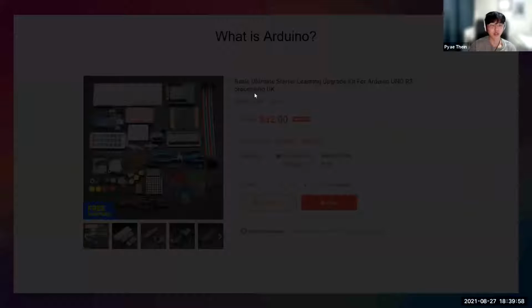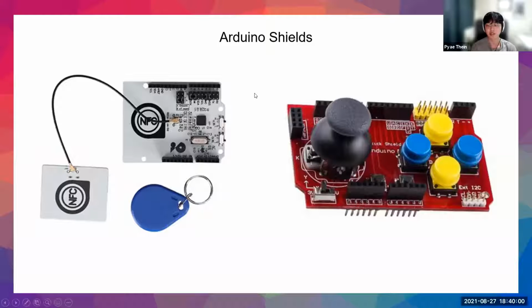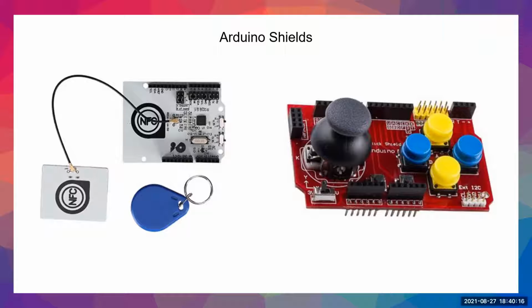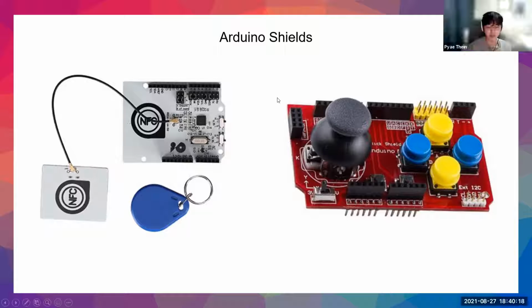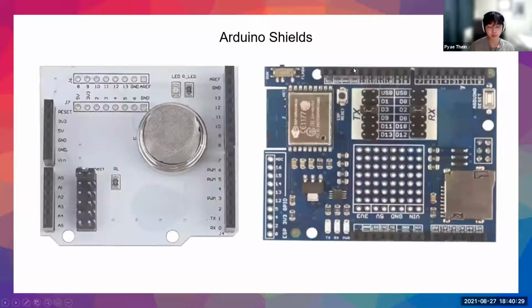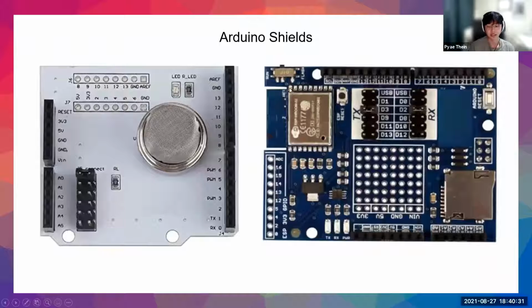These are also Adreno shields. If you're from computer science or computer engineering, you would have come across the NFC shield back in year 1. They allow you to read an NFC tag, and you can do a lot of projects with it. On the right side is an Adreno joystick. It's a shield add-on, so you can use it to control things like remote control cars using Adreno as well. You even have a smoke detector and a Wi-Fi shield, if your project needs it.